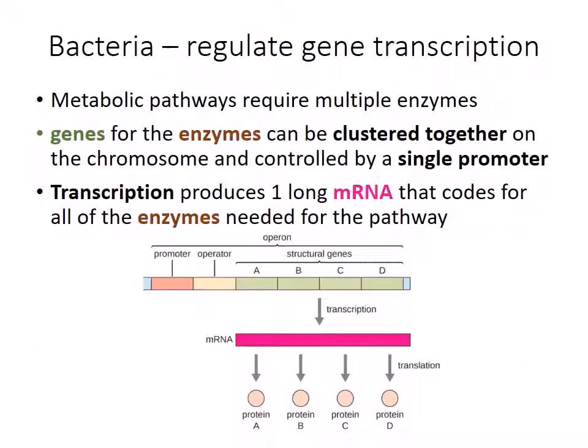So bacteria can regulate gene transcription. If we think about a metabolic pathway, remember that a metabolic pathway is going to require multiple enzymes, and the genes for the enzymes can actually be clustered together on the bacterial chromosome and controlled by a single promoter. So then transcription would produce one really long mRNA that codes for all the enzymes that are needed for that pathway. So in this picture below, we've got this section of the chromosome. There's a promoter, and this promoter controls structural gene A, B, C, and D. And then that produces one big long mRNA, and that one big long mRNA codes for protein A, protein B, protein C, and protein D.